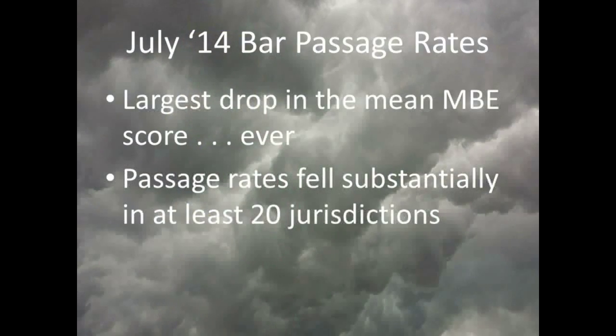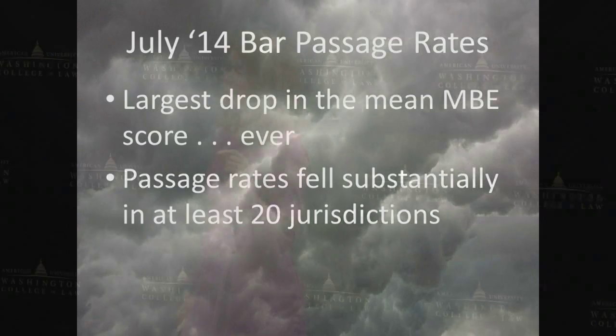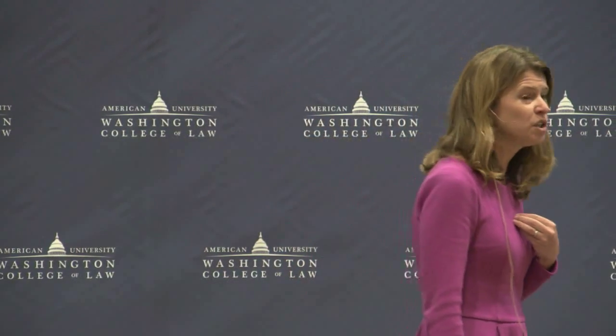July 2014 bar passage: the largest drop in the mean MBE score ever. Also, passage rates were down precipitously in at least 20 jurisdictions. California down 7%, Texas down 11%, Tennessee down 12%, Washington State down 8%, Virginia down 7%. I could keep going. But the point here is that we are facing now more than ever an increasing pressure on law schools to in-house bar prep.